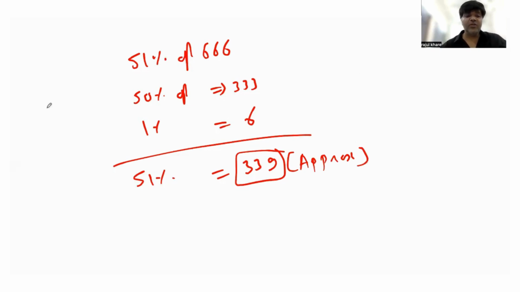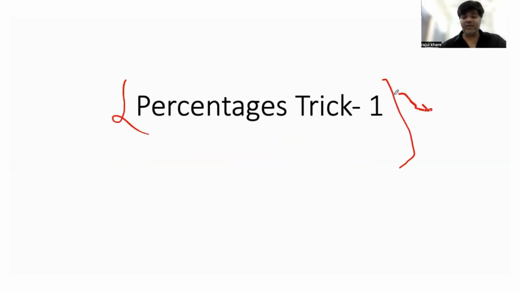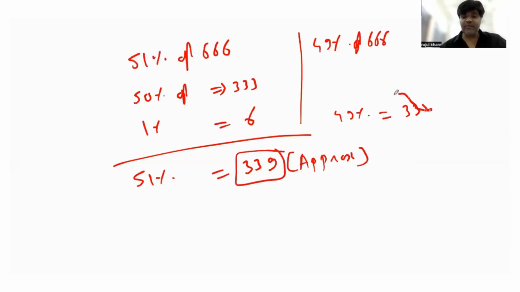Similarly, if I ask you, what is 49% of 666? I again know 50% is 333. I know 1% is 6. So 49% will be 333 minus 6, which will be 327.